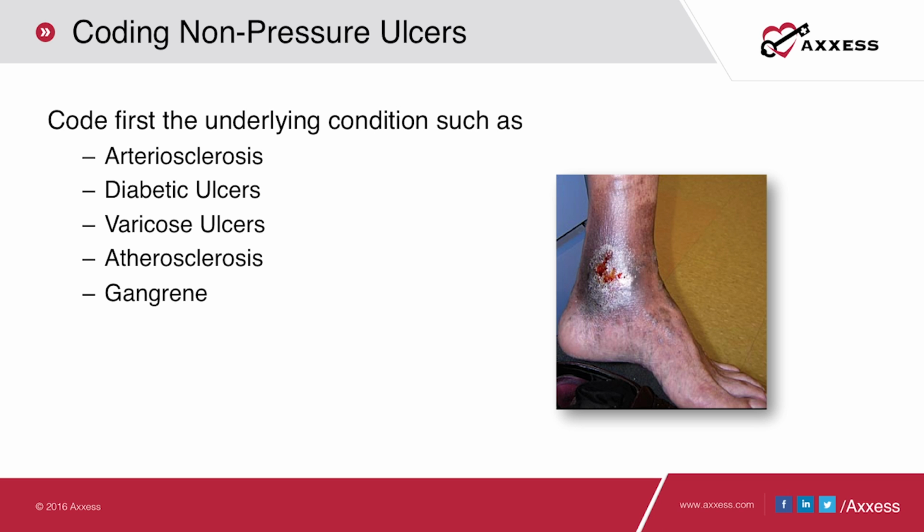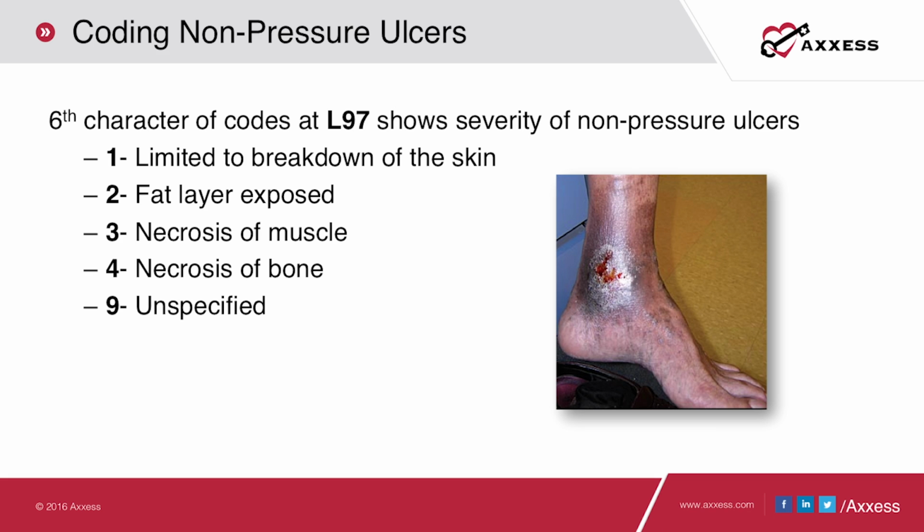You're also going to notice for non-pressure ulcers, there's guidance to code first the underlying condition, such as arteriosclerosis, diabetic ulcers, varicose ulcers, atherosclerosis, or gangrene. Now, the sixth character of these codes at L97, which are your non-pressure ulcers, will be what shows the severity. So in order to choose the right code, you're going to need the documentation. The sixth character is a 1. That means it's limited to the breakdown of the skin. If the sixth character assigned is a 2, that means the fat layer is exposed. 3 means necrosis of muscle, 4 means necrosis of bone, and 9 means unspecified.